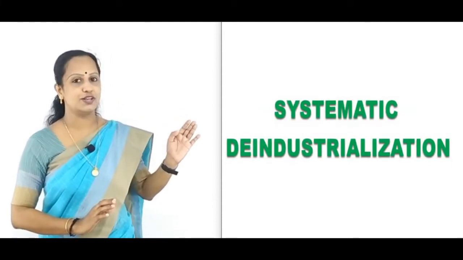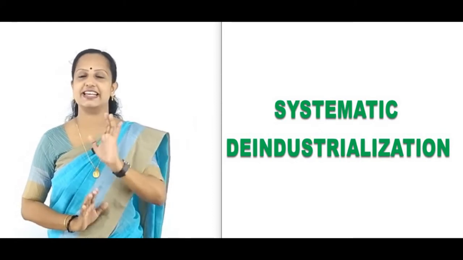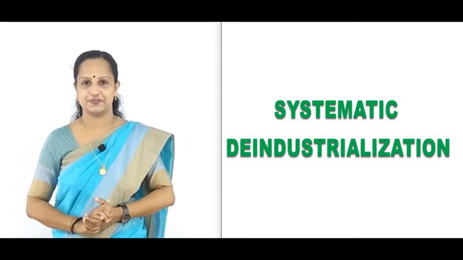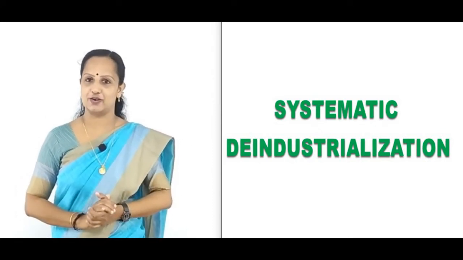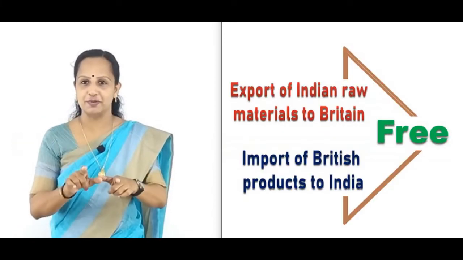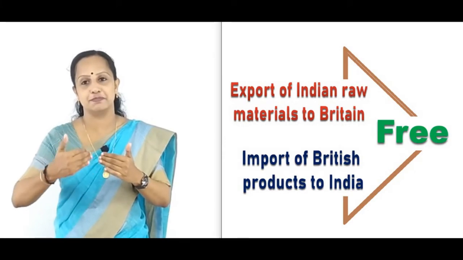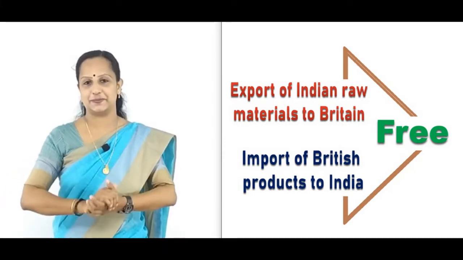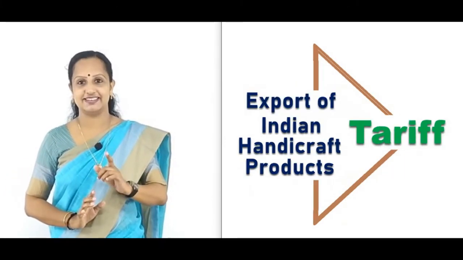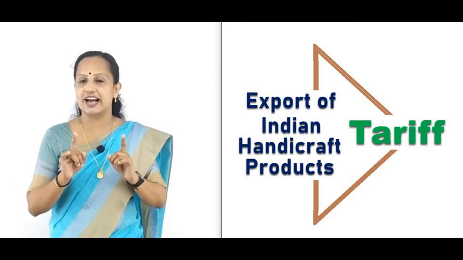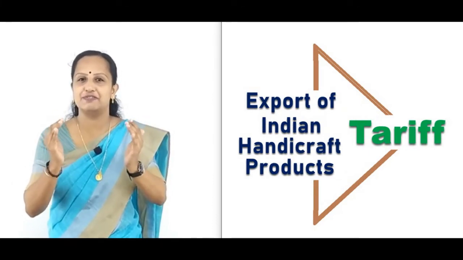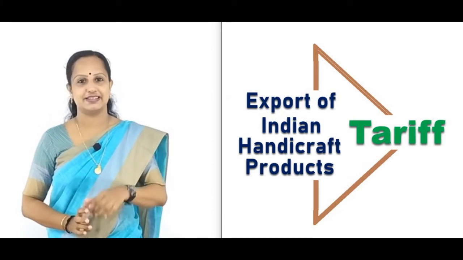Fourthly, the policy of systematic deindustrialization. This policy allowed free export of raw materials to Britain and free imports of British machine-made products to India. Again, the export of Indian handicrafts was subject to heavy tariffs. This policy of deindustrialization had some negative effects.